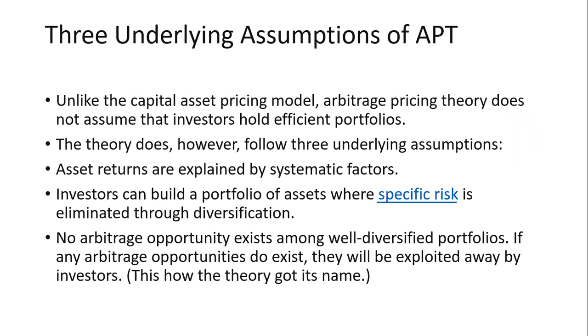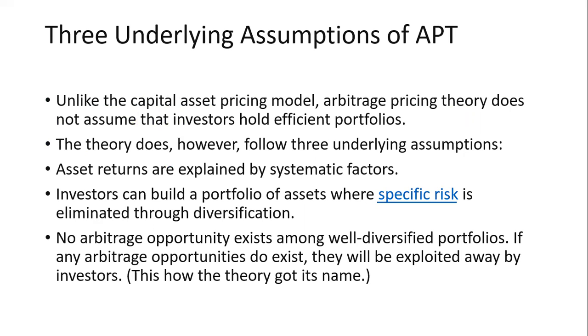Coming to the assumptions of this theory. Unlike the capital asset pricing model, arbitrage pricing theory does not assume that investors hold an efficient portfolio. But we have studied in CAPM that investors hold an efficient portfolio. The theory does, however, follow three underlying assumptions. First, asset returns are explained by systematic factors. That is the first assumption made by the APT. The second assumption: investors can build portfolios of assets where specific risk is eliminated through diversification.